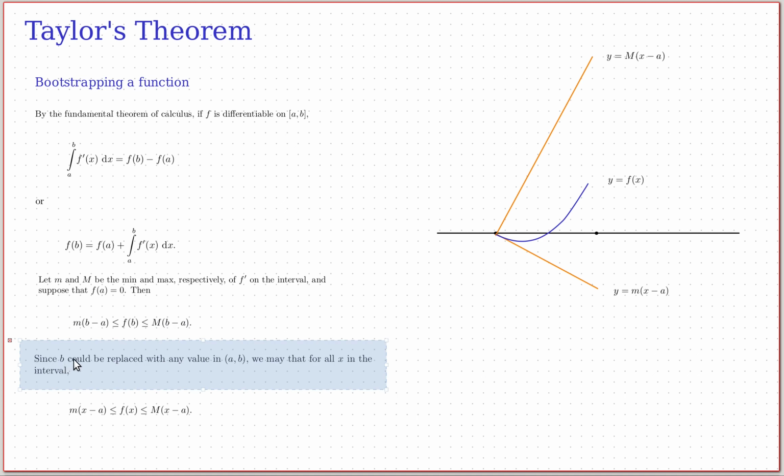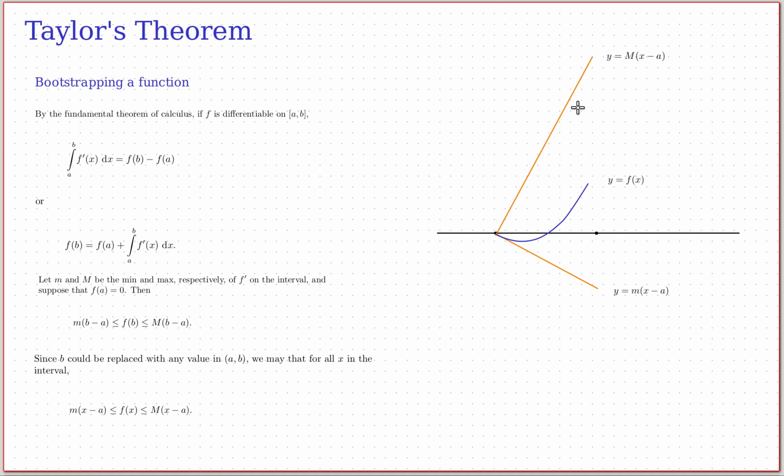Furthermore, notice that b is basically arbitrary here, right? The value of b could be any point on the interval in which f is differentiable, just as long as it's differentiable on the entire interval from a to b, but b could be any point. So what I'm going to do is rewrite this slightly, and I'm going to say we can think of it this way. We can say that f of x, the value of f of x at any point, is between little m times x minus a and big M times x minus a, right? And of course, these are just linear functions, right?